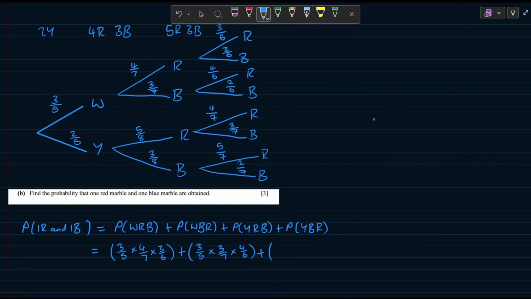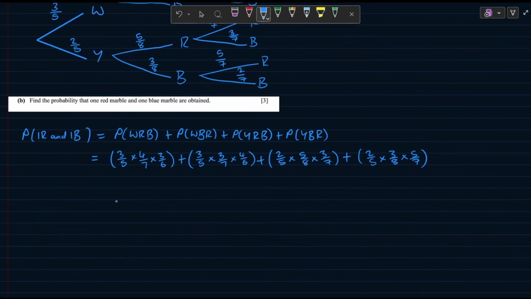And then we want yellow, red, blue. So 2 over 5, 5 over 8, and 3 over 7. And then finally we want yellow, blue, red. So 2 over 5, 3 over 8, and then 5 over 7.